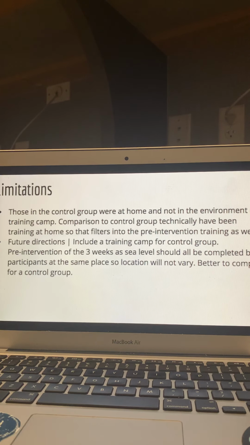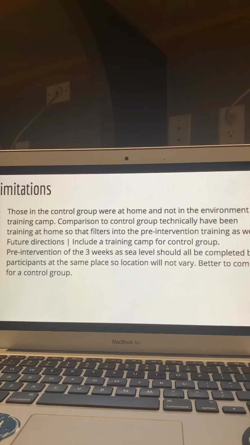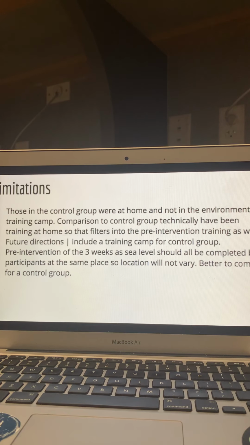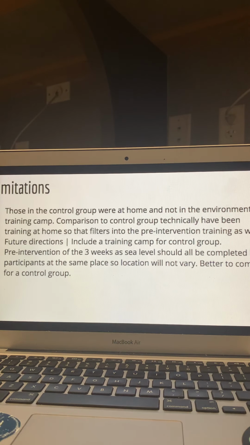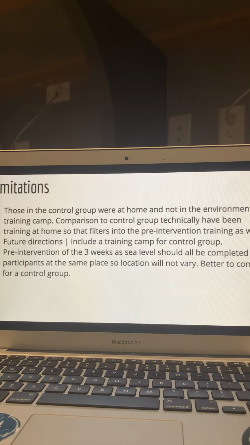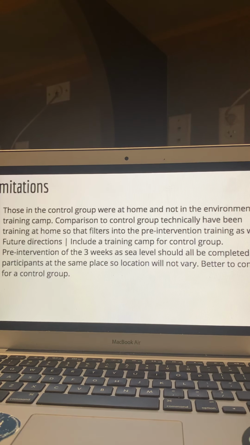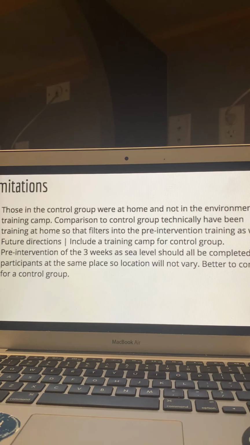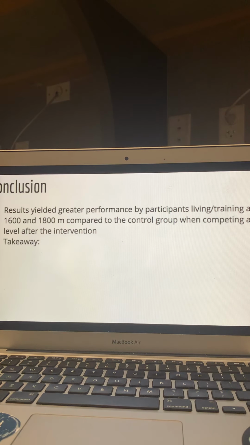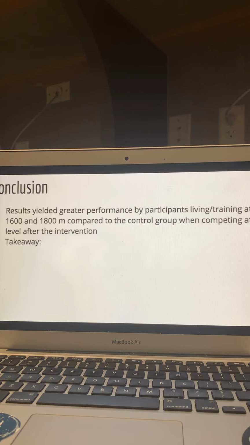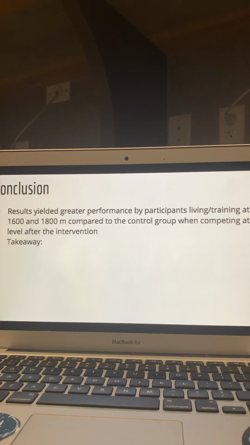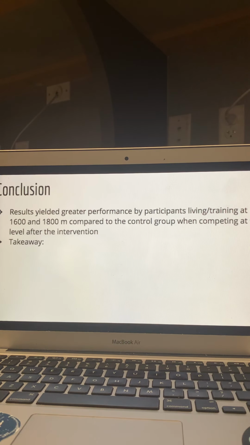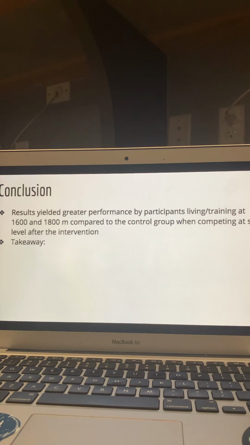Something I'd like to include as a future direction within this study is to include a training camp for the control group, so all of those in the control are in the same environment, and the pre-intervention 3 weeks at sea level should all be completed by participants at the same place, so location will not vary and it is better to compare to the control group itself. So in conclusion, the results yielded greater performance by participants living and training at 1600 and 1800 meters compared to the control group when competing at sea level after the intervention.